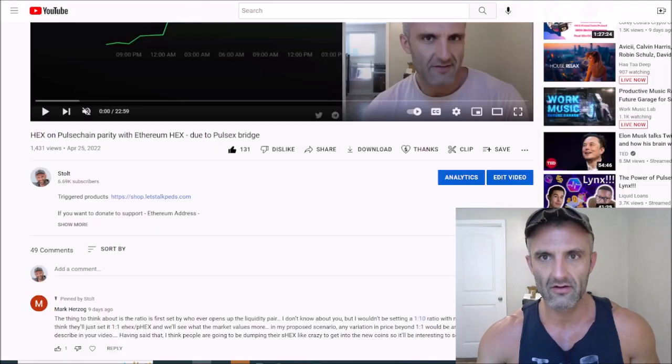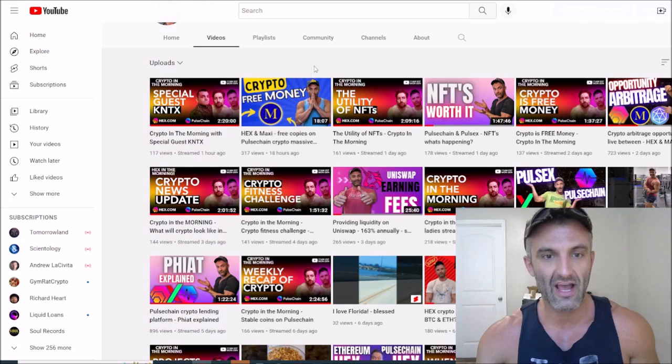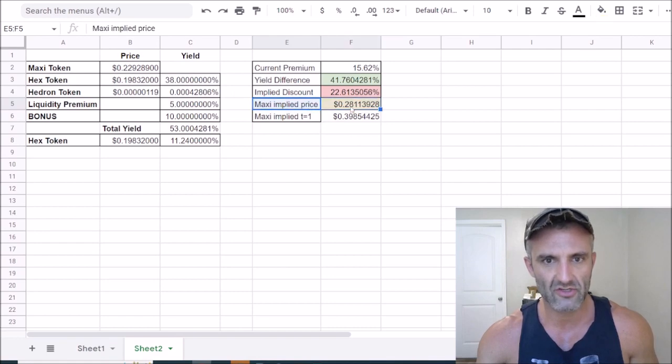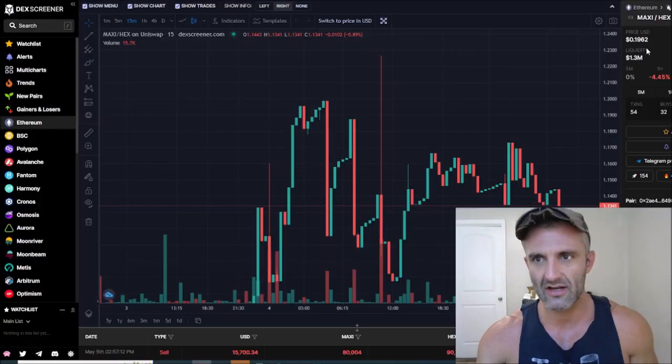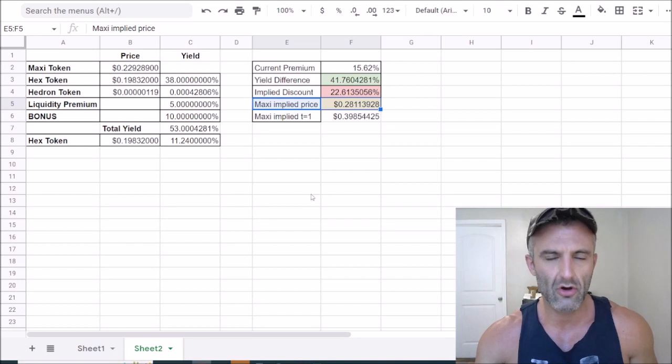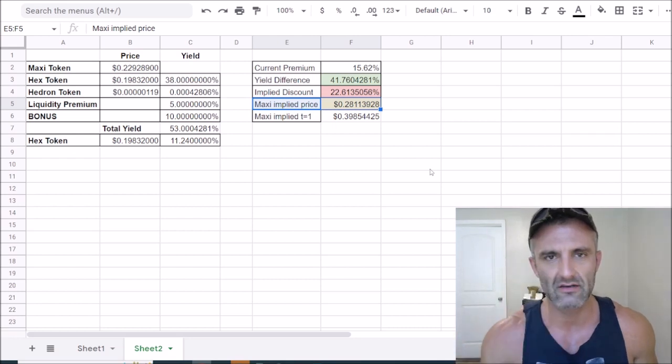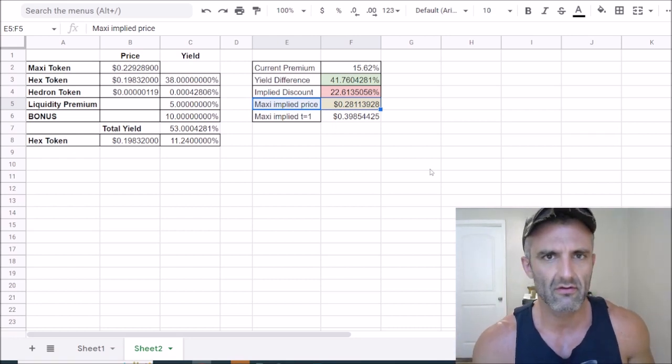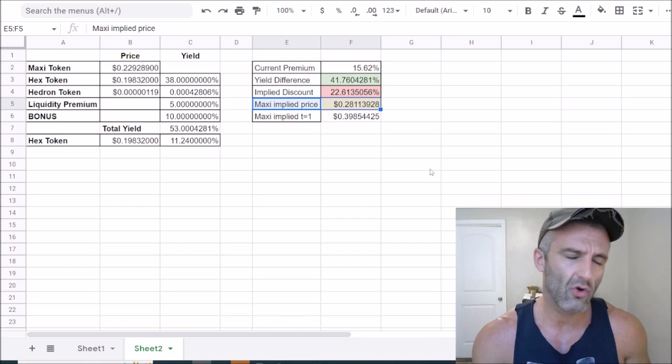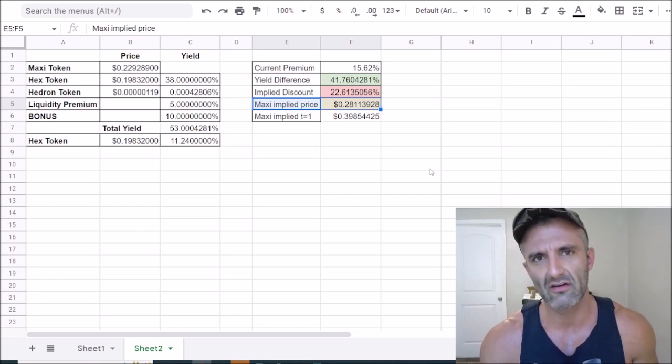The other stuff I'm talking about in terms of the actual price of Hex Maxi, you can go watch this video. This is going to give you an implied price of 28 cents. It's currently trading at 19 cents. That's a stupid discount. Nobody else is going to show you this stuff. The arbitrage between Hedron, Hex, and Maxi is real. It's a real thing. You can go watch that video. Nobody else is doing these videos for you.